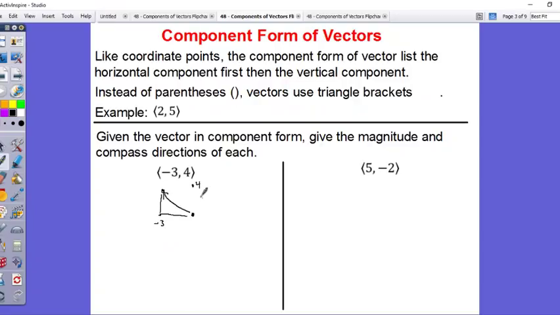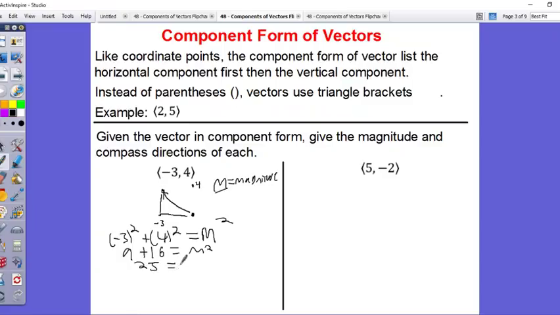So to find the magnitude, we can use the Pythagorean theorem. So we can say -3 squared plus 4 squared is equal to m squared, let's say m is equal to magnitude. So 9 plus 16 is equal to m squared, 25 is equal to m squared, so your magnitude is 5.